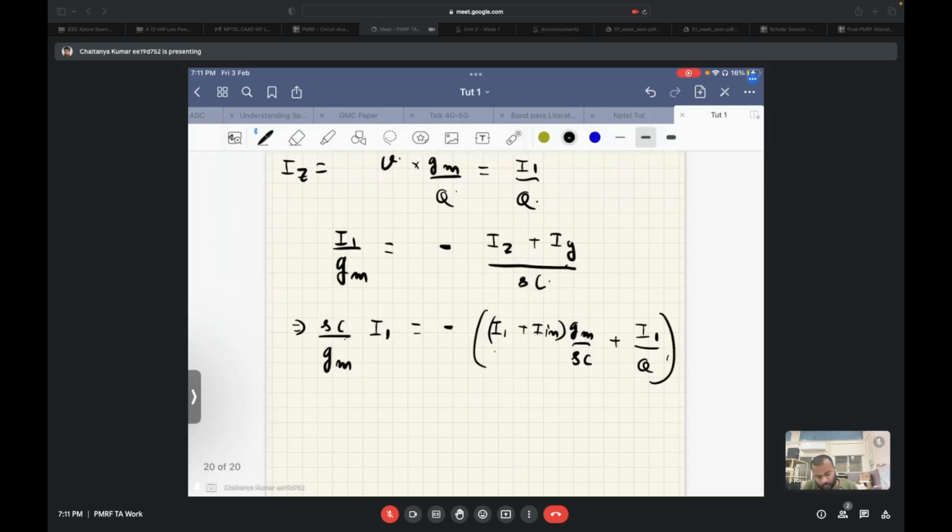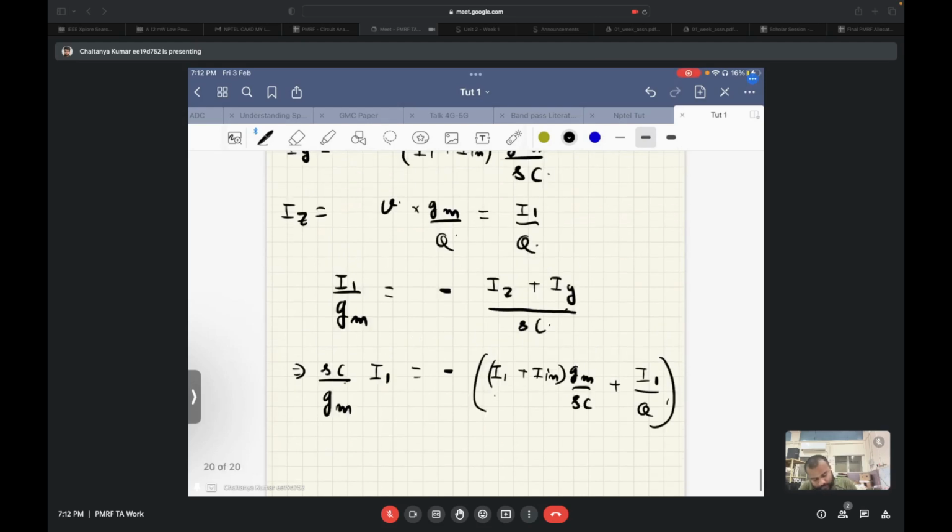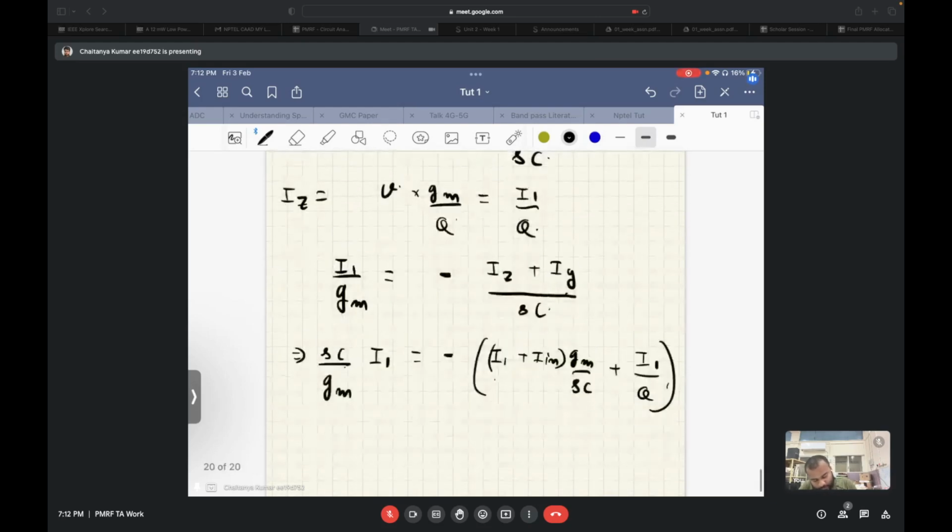Yeah. So now what we have is, and this gets multiplied by 1 by SC.